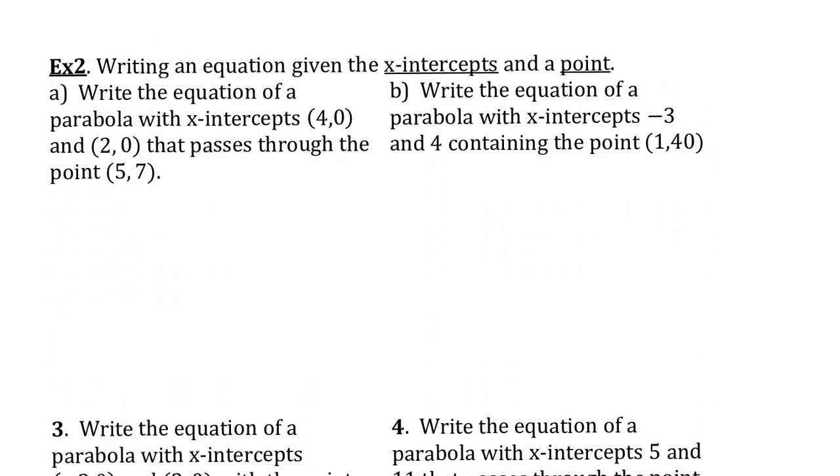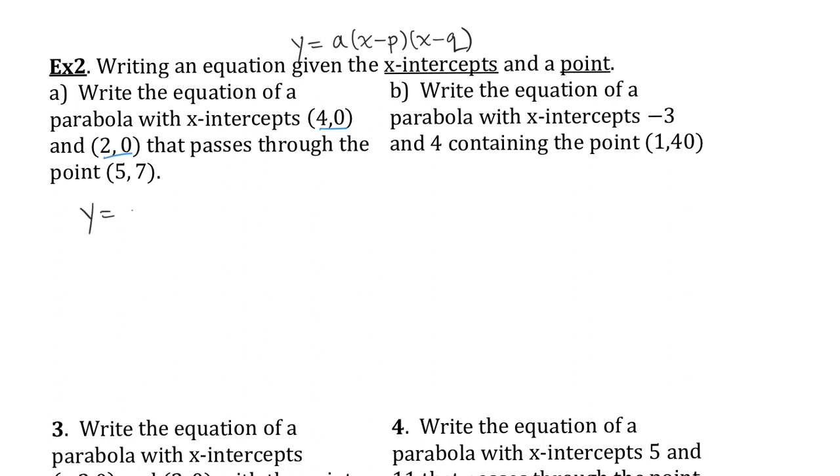Okay, for the next example, we're going to write an equation given the x-intercepts and a point. So I'm using intercept form, which is the one where it has an a, and then it has the intercept and the intercept. Okay, so for part A, it says write the equation of a parabola with x-intercepts 4, 0, and 2, 0, passes through 5, 7. Okay, so let's start with that.